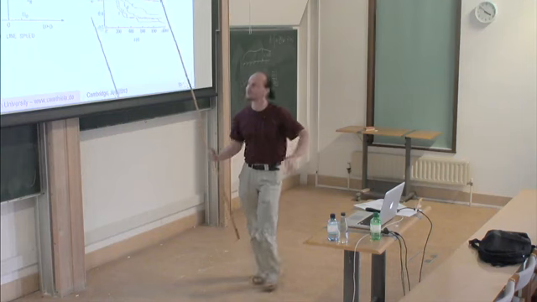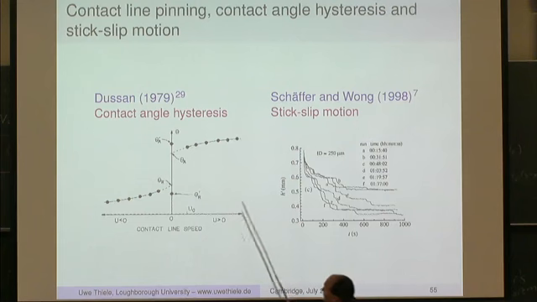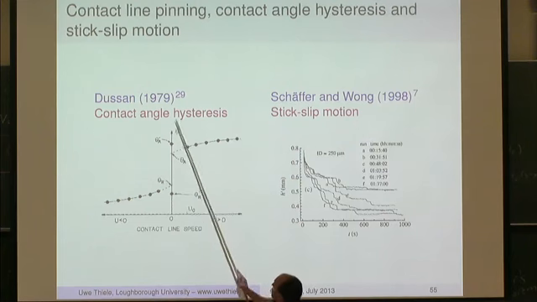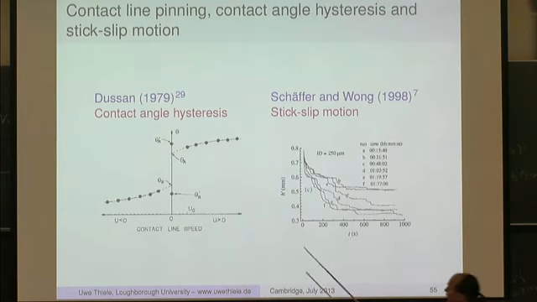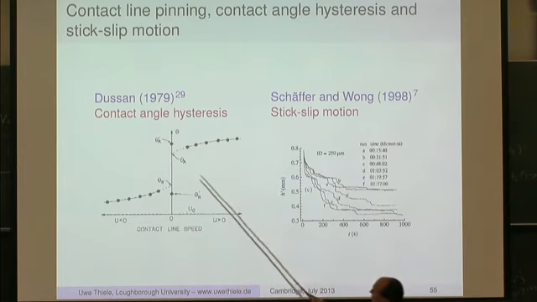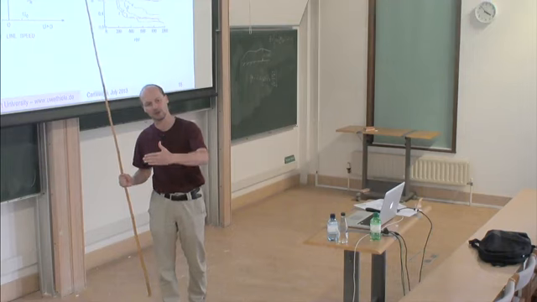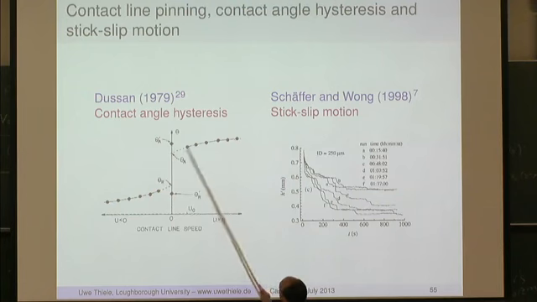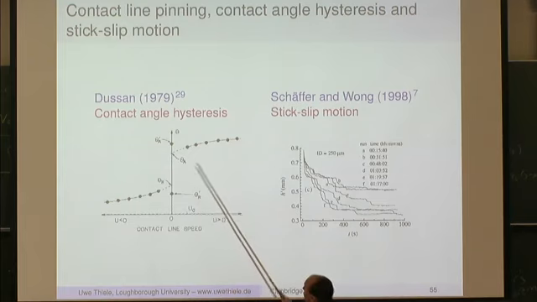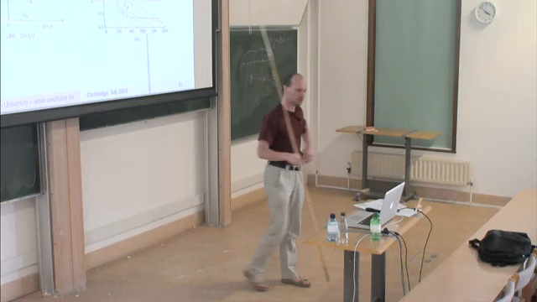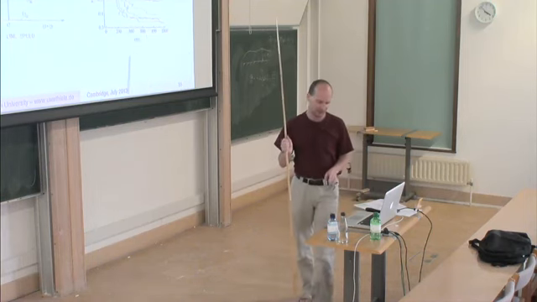And people think that's related to heterogeneities of the substrate, and that these heterogeneities are related to so-called contact angle hysteresis, where you see different contact angles in the limit of zero speed. If you advance a contact line and you advance it slower and slower, you will come to this type of limiting point. And if you let the contact line recede slower and slower, you come to this limiting point, right? So this is the so-called contact angle hysteresis.